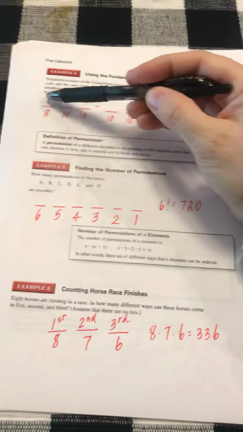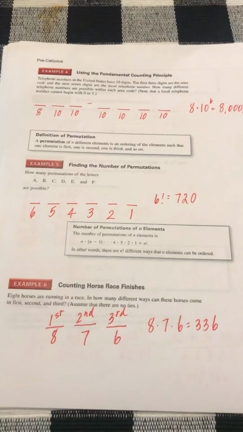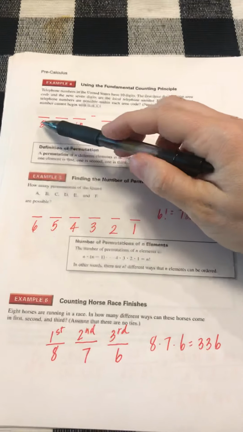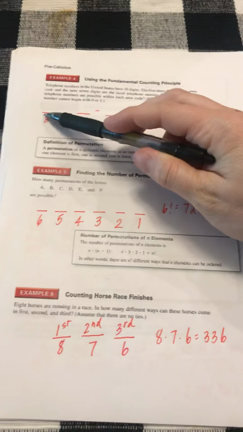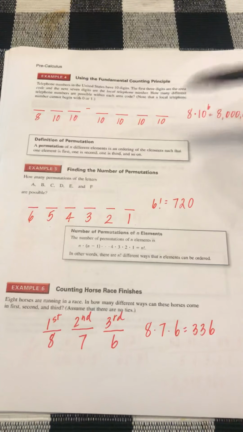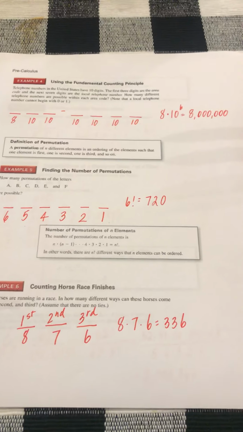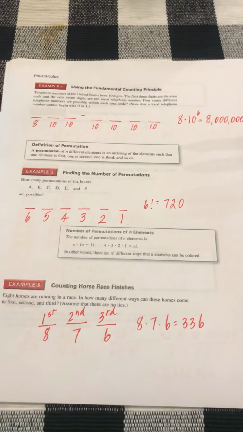Okay, so my first spot, there are 10 digits in the entire universe, 0 to 9. So only 8 can go in this first spot because I can't use 0 or 1. Any number can go in any of the other spots. So 8 times 10 to the 6th is 8 million different telephone numbers.